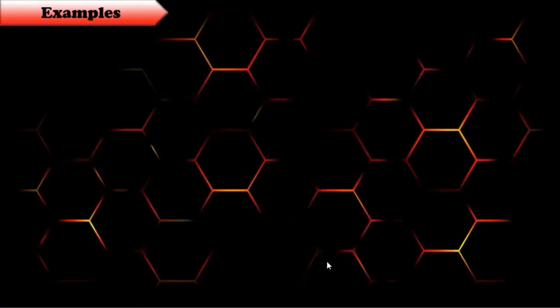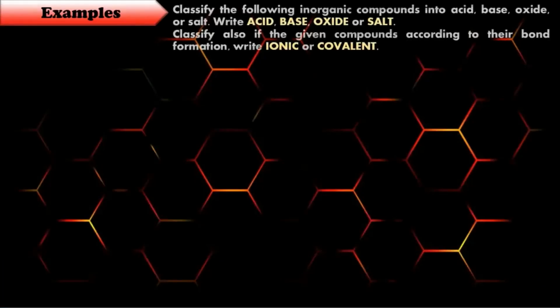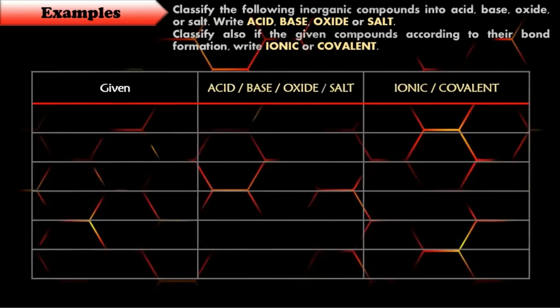Let's have examples. Classify the following inorganic compounds into acid, base, oxide, or salt. Write acid, base, oxide, or salt. And also classify the given compounds according to their bond formation. Write ionic or covalent compound. We have here the first example, that is ferric oxide. So, ferric oxide is an example of oxide, that is O with charge 2 negative, and this is an example of ionic compound.